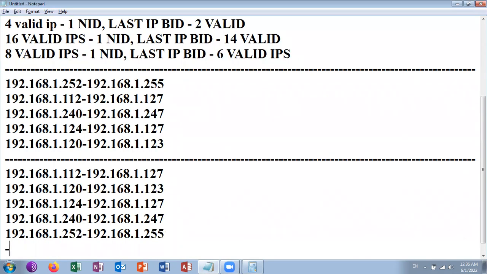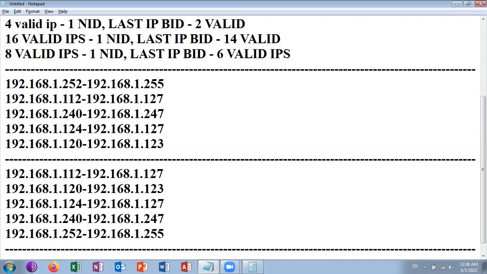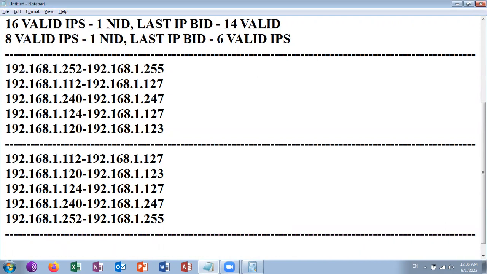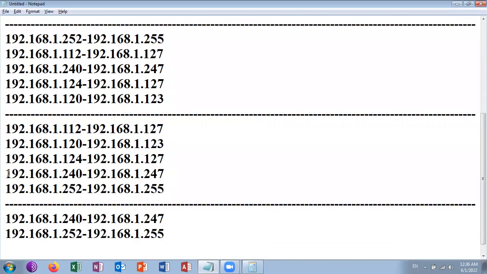As you can see clearly from the results we have obtained after computing the network IDs and arranging the subnets in numerical order, the first series, 112 to 127, completely overlaps with 120 to 123 and 124 to 127. So these three subnets are invalid. The valid subnets are these two subnets. So the answer to your problem is these two subnets. Only these two are valid, the rest are invalid.